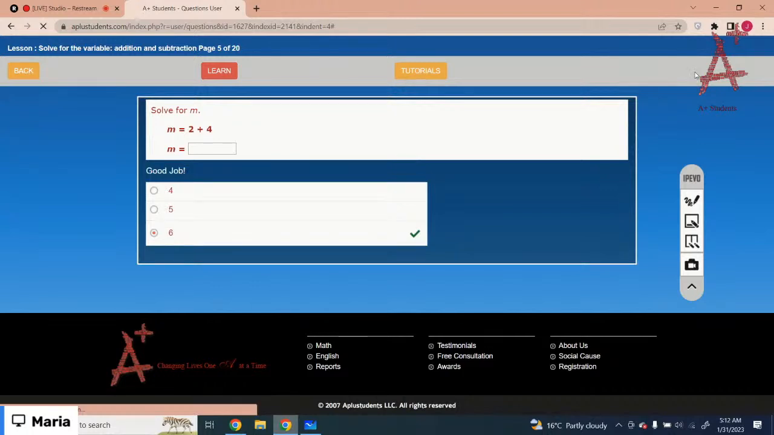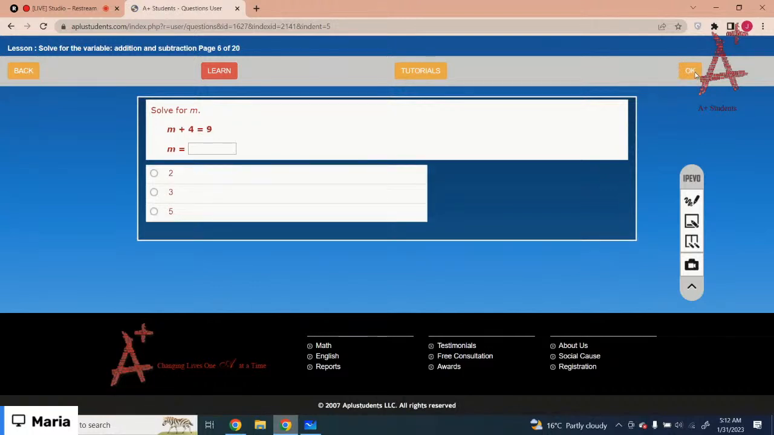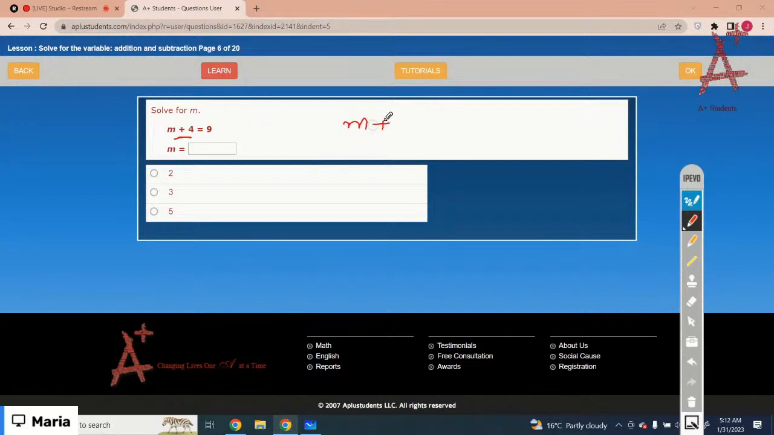Okay, the next one is m plus 4 equals 9. So you have to do the same thing. You have to isolate the m. That means you have to remove the positive 4 from this side. So it is adding, and opposite to addition is subtraction. So just subtract 4 both sides. Got it? So 4 minus 4 is 0. You are left with m here, and 9 take away 4 equals 5. Got it?